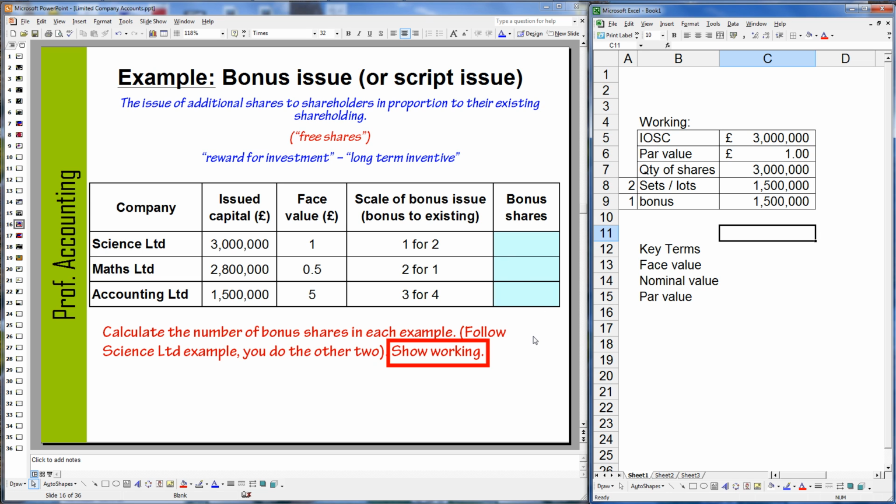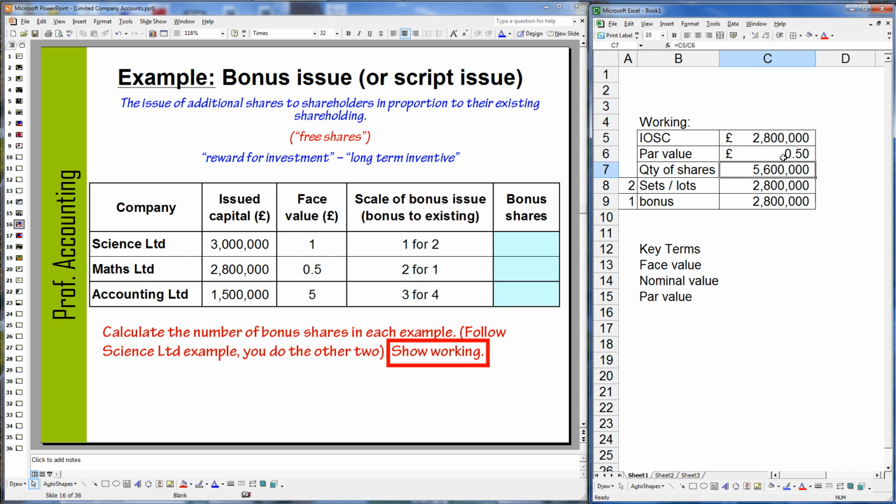So I do this on the Excel to try and make it as quick as I can, rather than having to watch me handwrite. So if we do Maths Limited, we just use the numbers. Let's say it's 2,800,000, and the face value is 50 pence, so it's 0.5. Well, that makes sense. The quantity of shares is obviously double the value of issued share capital, because it's only 50 pence a share. So you get 5.6 million shares.